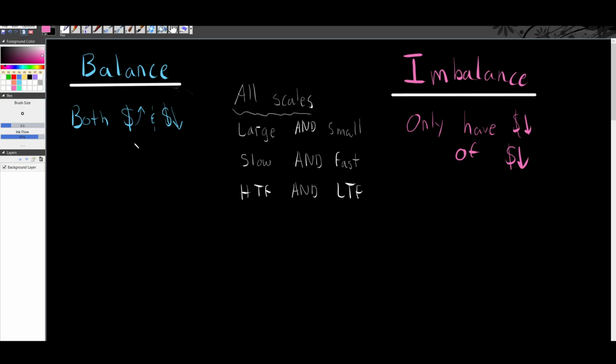What's another characteristic? So this is really it. This is the definition of it. This is as simple as it gets. The definition of balance: both buyers and sellers are present in that area.